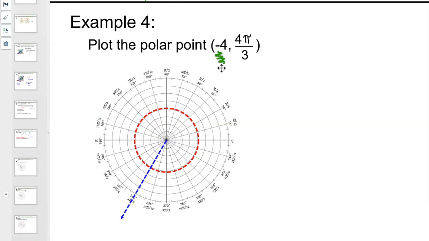Now with our radius being negative, instead of going out 4 along this angle, so instead of going to here, instead of going along that angle, you need to go opposite of that angle. So we need to go backwards along this same line. If you think of extending this line, you're going to go backwards on it. So instead of traveling along the blue line, we're going to go backwards from it out to the radius. So that would be the point -4. Okay, so 4 pi over 3 and then -4.